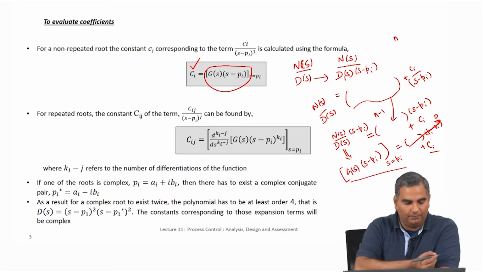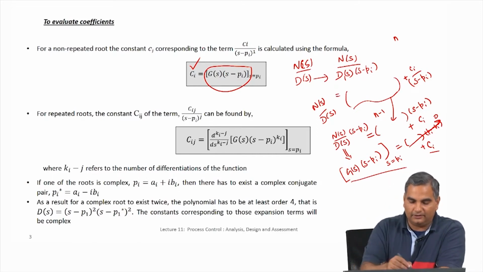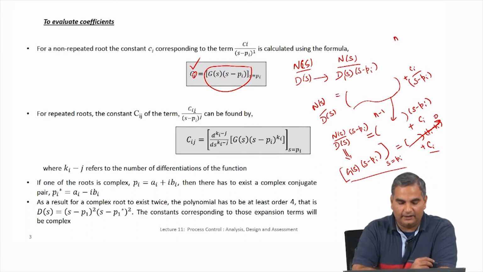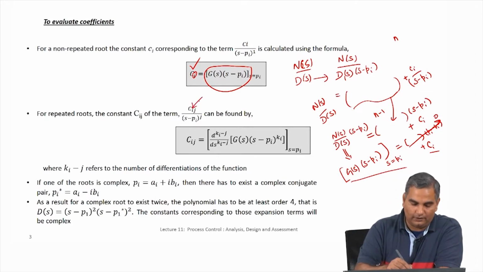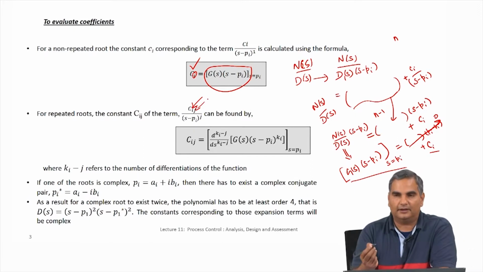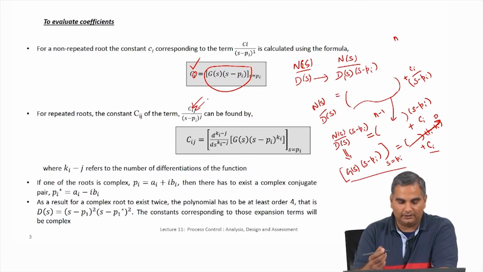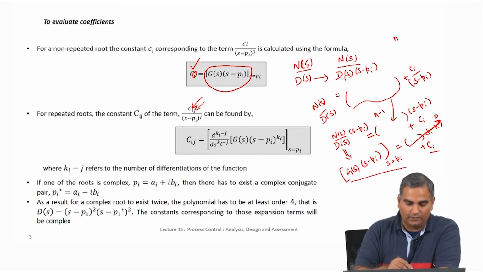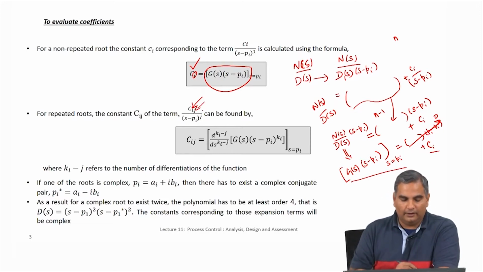If I have repeated roots, then it is not only one index, this is Cij, where we said i refers to the root number and j refers to the repeat for which we are writing the term. So, if there is a root i which is repeated thrice, so Ci1 will go with s minus pi power 1, Ci2 will go with s minus pi power 2, Ci3 will go with s minus pi power 3 and so on.